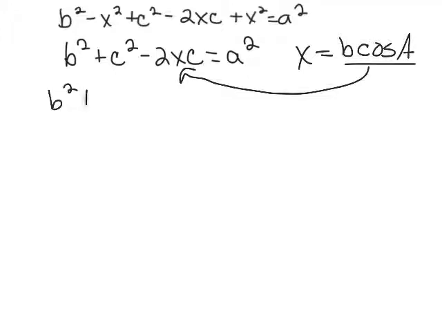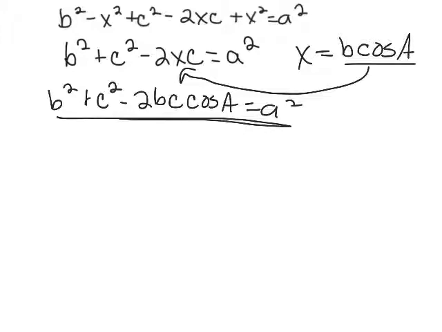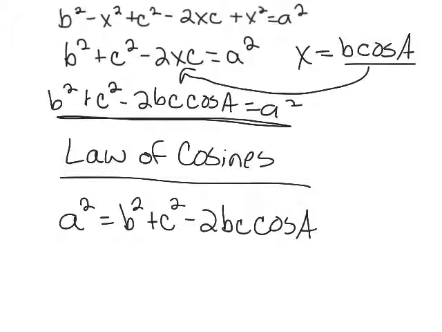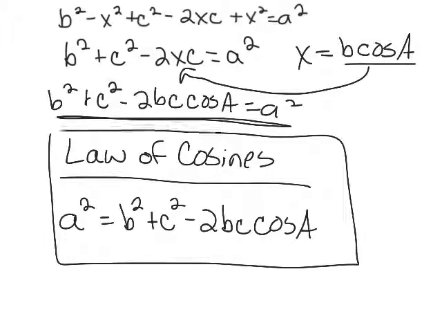b squared plus c squared minus 2bc cosine of A is equal to a squared. So this is one version. We're going to rearrange it and write it again, but this is one version of the law of cosines. So here's the meat. a squared is equal to b squared plus c squared minus 2bc cosine of A. That is the law of cosines.